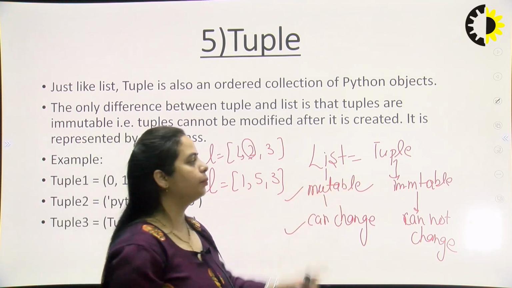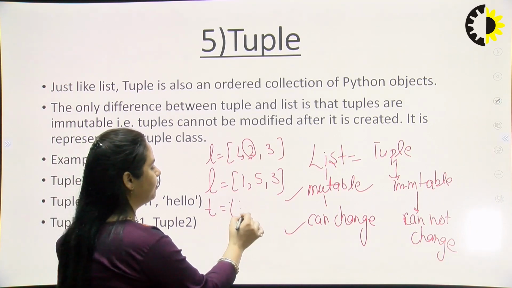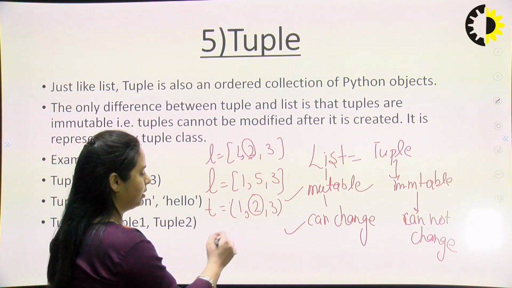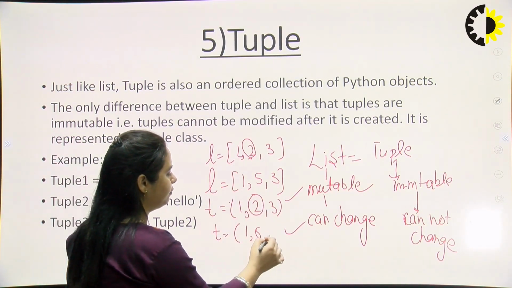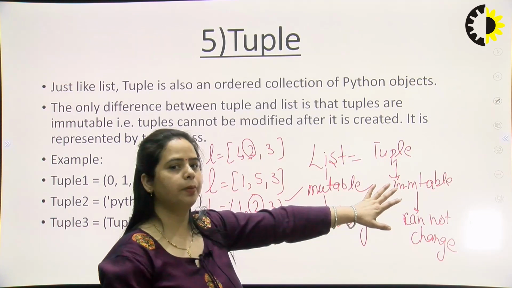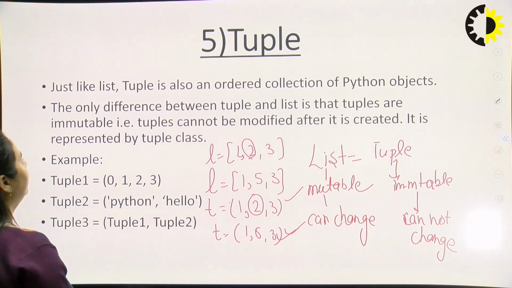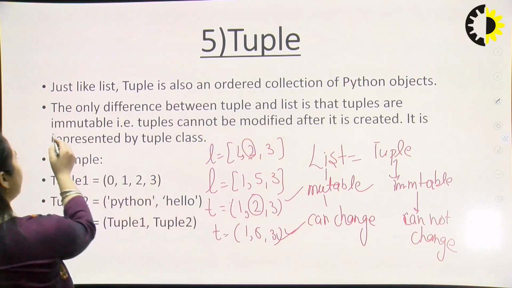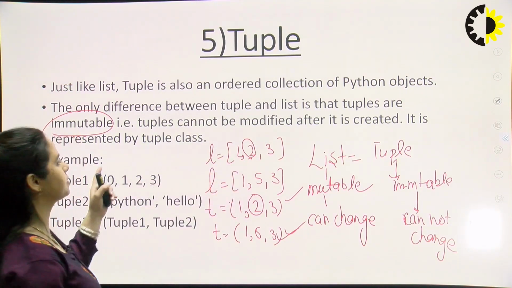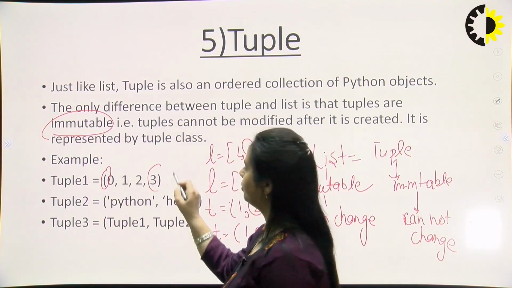But in the case of a tuple, for example, I have declared a tuple T having values 1, 2, 3 and I wanted to change the second element to make it 1, 5, 3. This will give an error, because once you have declared a tuple, it cannot be changed in the future. So this is the definition of tuple. The only difference between tuple and list is that tuples are immutable, that is, a tuple cannot be modified after it is created. It is represented by the tuple class. Here are some examples of tuple. It is represented by round brackets.